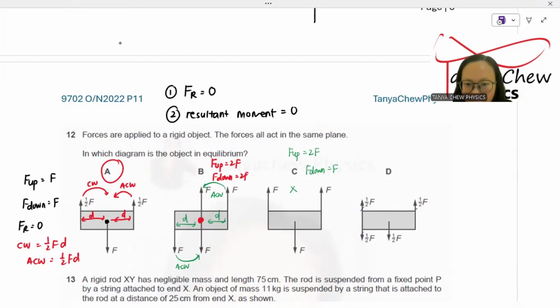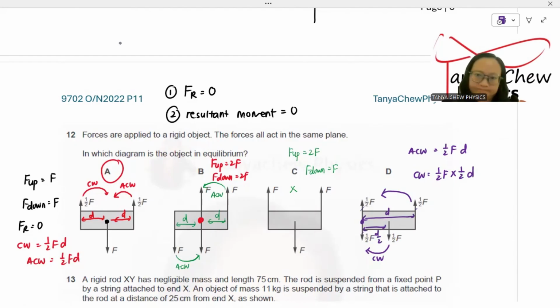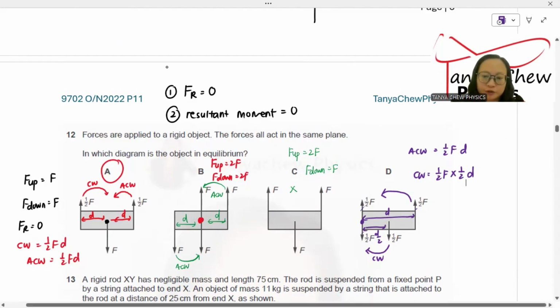But what happens? I set my pivot here because I can eliminate the two forces. Now, I said that this is the distance D, and this is the distance D over 2. Could you see that the distances are different? But I will do my calculation. 1 over 2F going up while turning towards the pivot is anti-clockwise moment, which is half F times D. And 1 over 2F going down while turning towards the pivot is clockwise moment, equal to 1 over 2F times 1 over 2D. So it is not equal. Anti-clockwise moment is not equal to clockwise moment. D cannot be the answer.